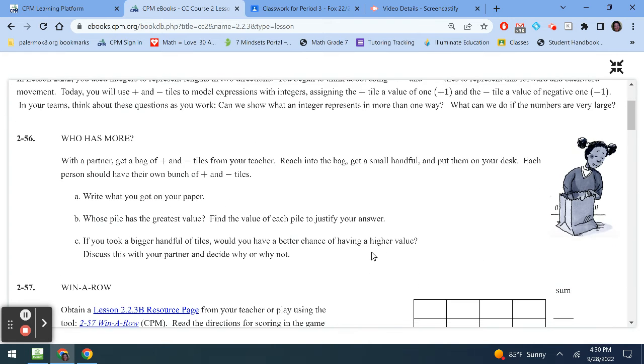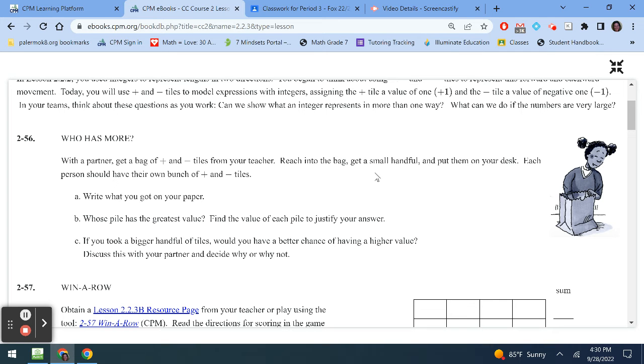So I'm going to start with 2-56 right here. And you are going to need to use the integer tiles. I have gotten those out. They are up at the front. And what it says right here is, who has more? With a partner, in your team, you're going to get a bag of integer tiles.